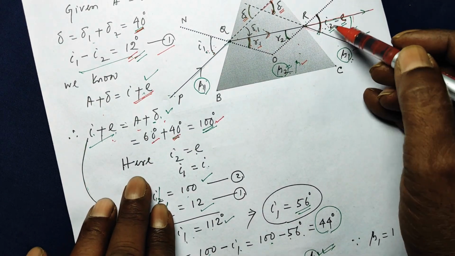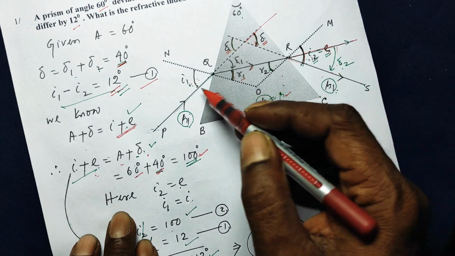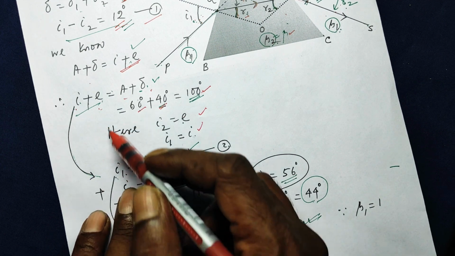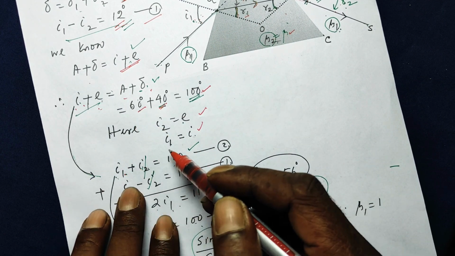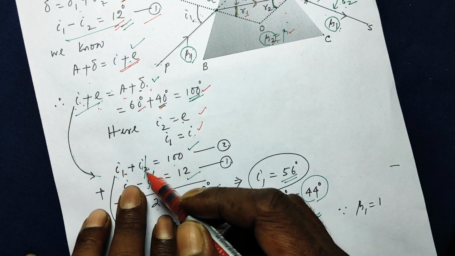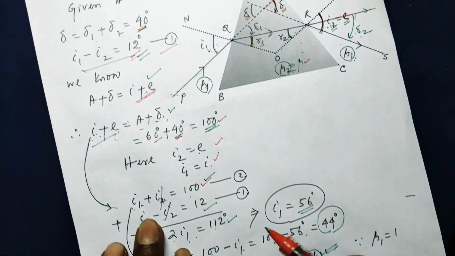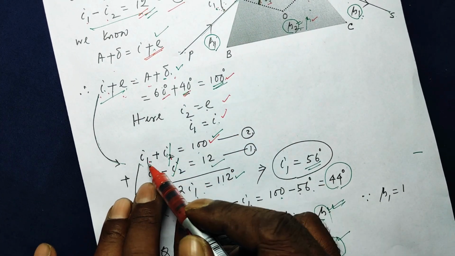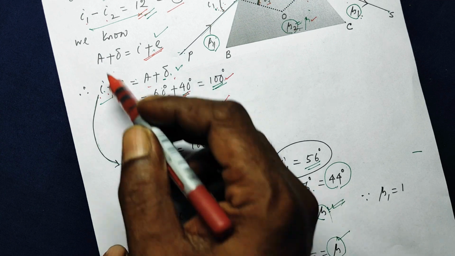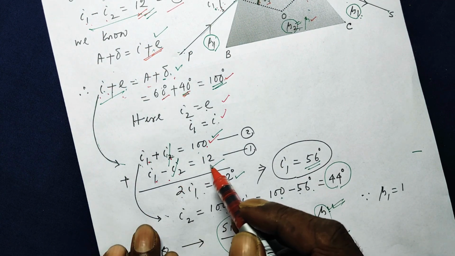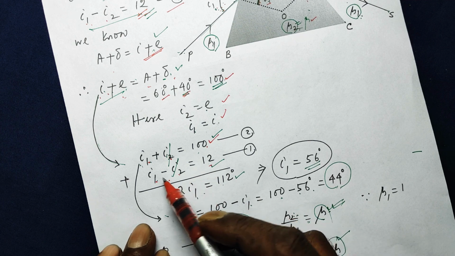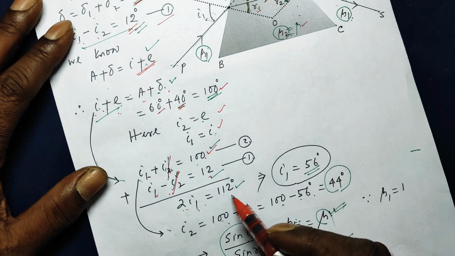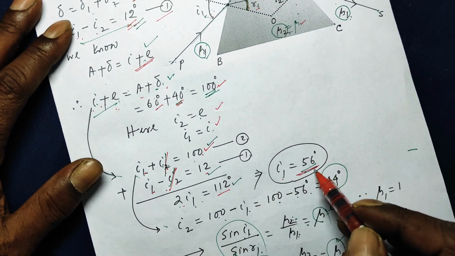A is given, delta is given, so together it comes out to be 100 degree. Here E I take as I2, and I I take as I1, just the symbol. So I1 plus I2 is 100, and it is given I1 minus I2 is 12. There are two equations and two variables, I1 and I2. If I add these two equations, I2 cancels, so 2 I1 is 112, so I1 is equal to 56 degree.